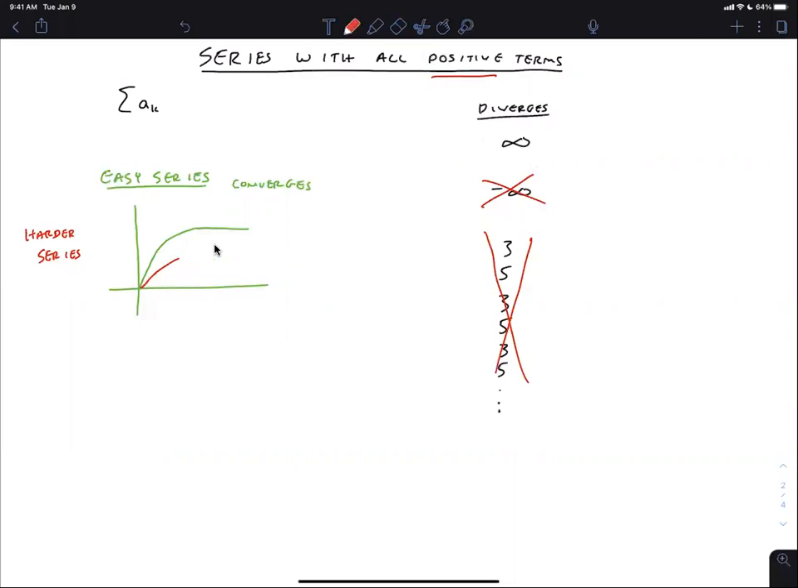Maybe not the same thing. Maybe it converges down here, but it has to converge because it can't do the only thing that would allow it to diverge. Does that make sense? Okay, so if the easy series converges and the harder series is smaller, then they both converge.